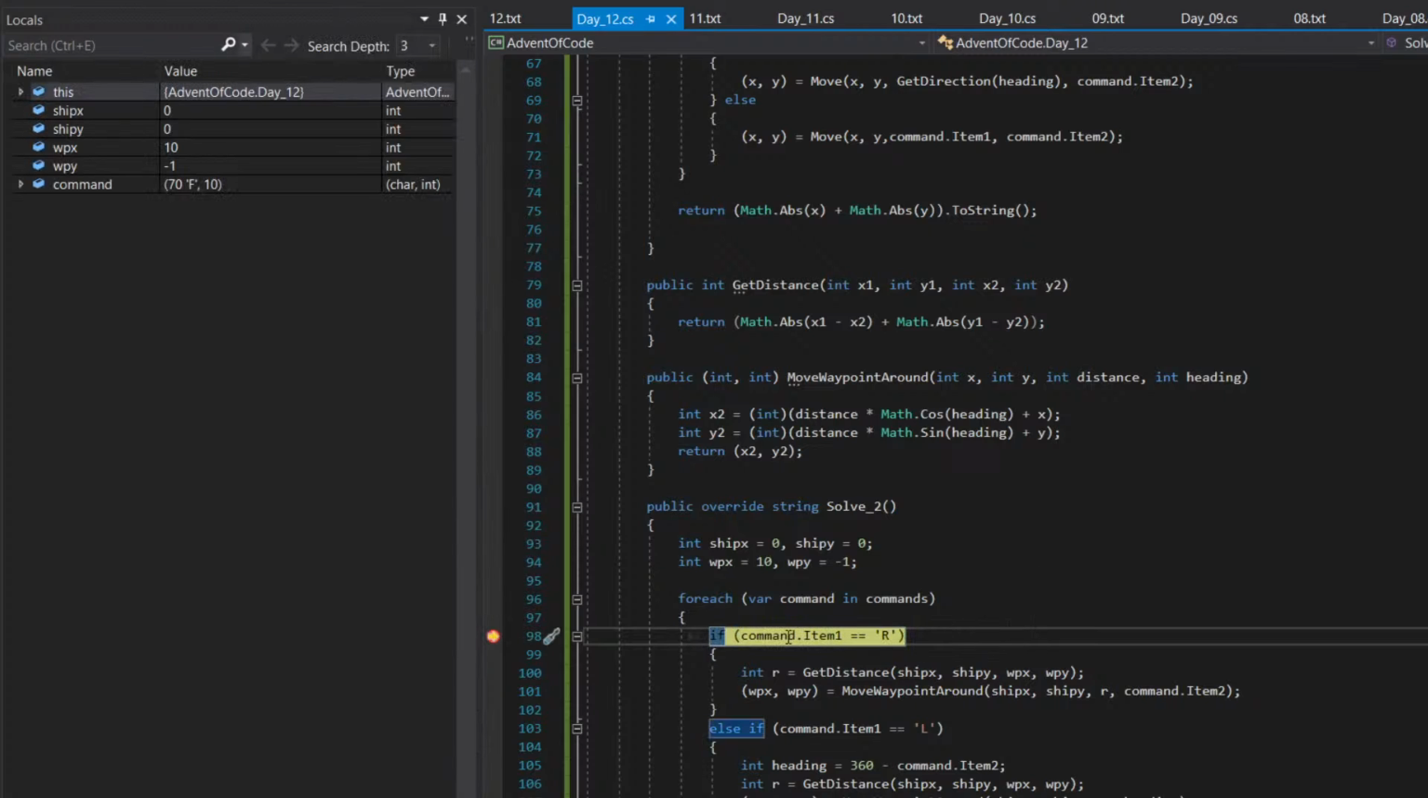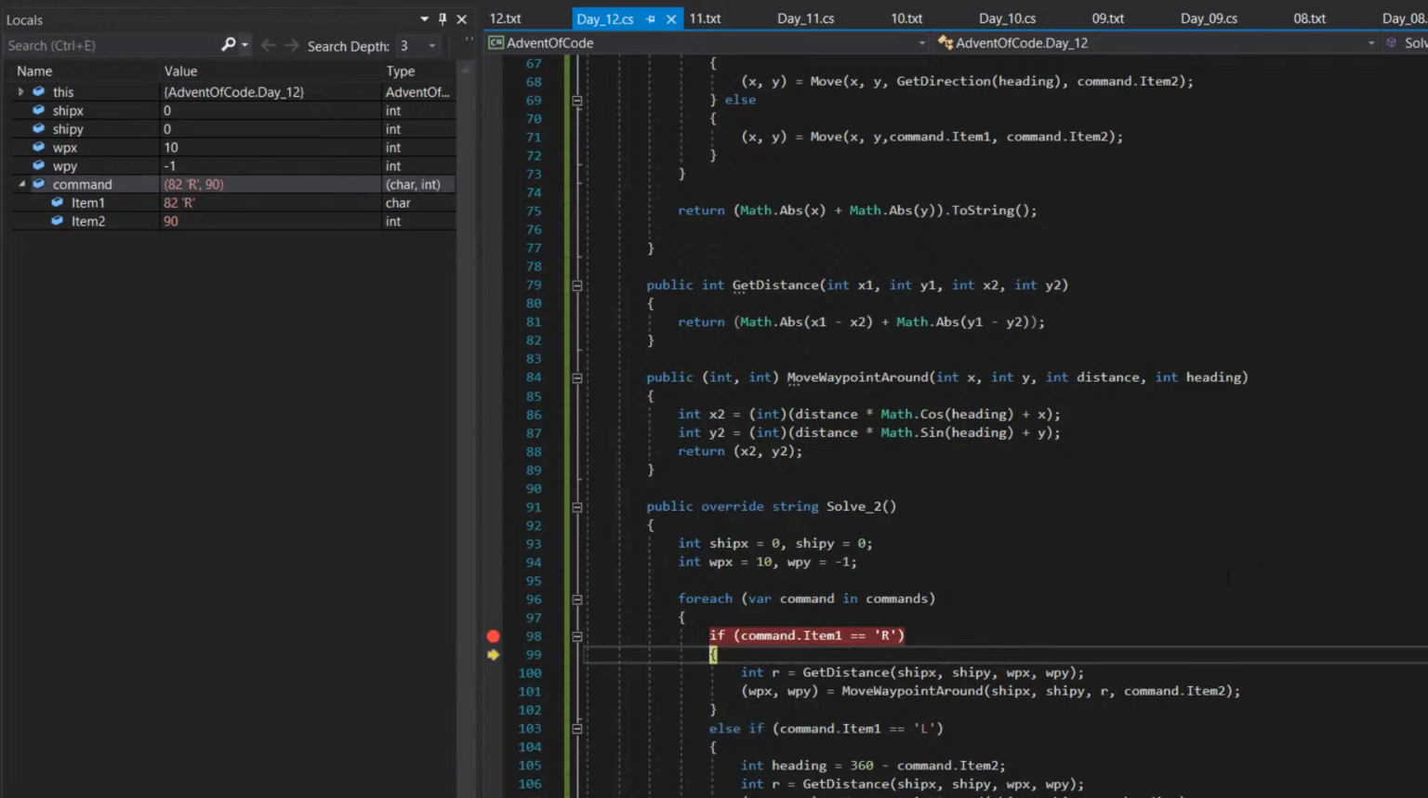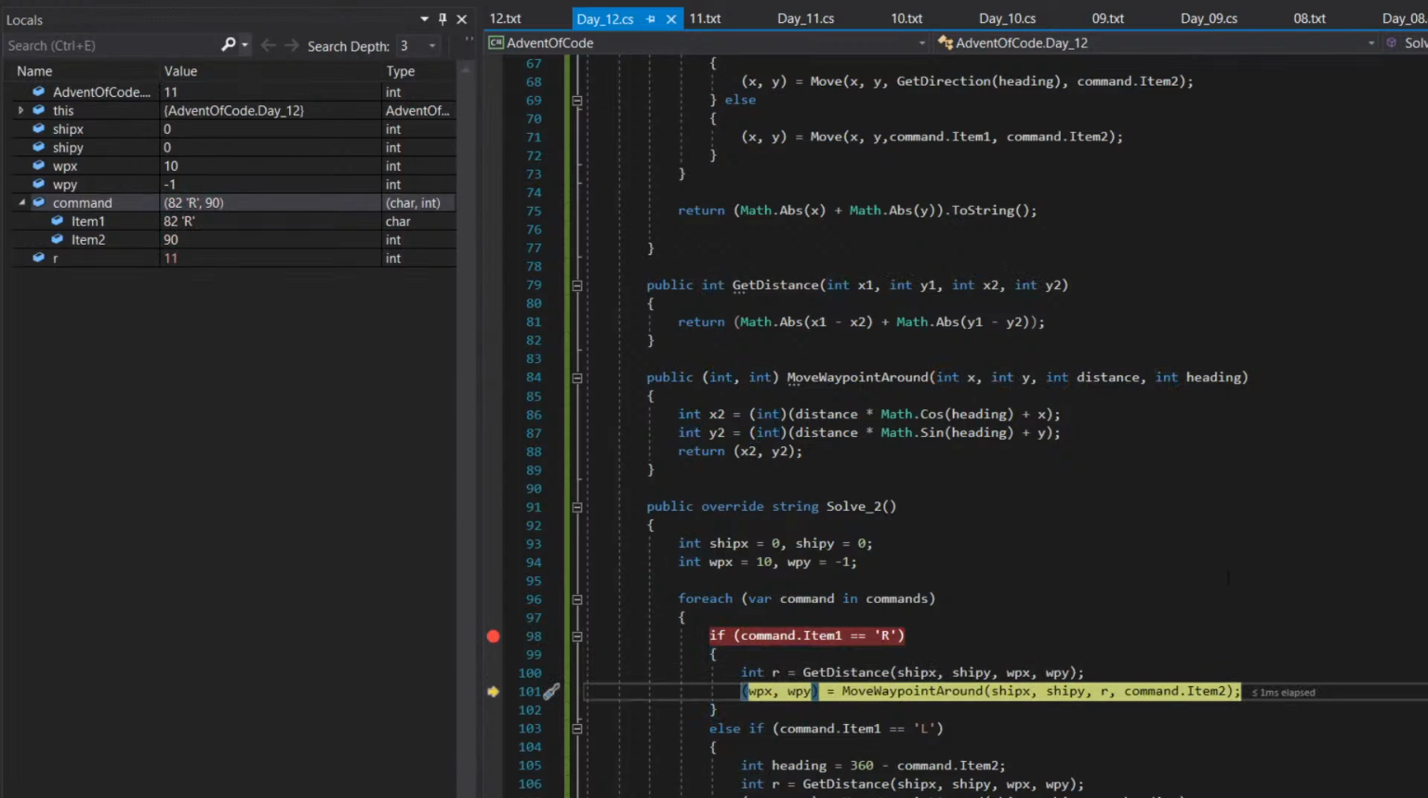Let's see, so command, so we're going forward, north, forward, right. Okay, so right, we're at a distance of 11 Manhattans.